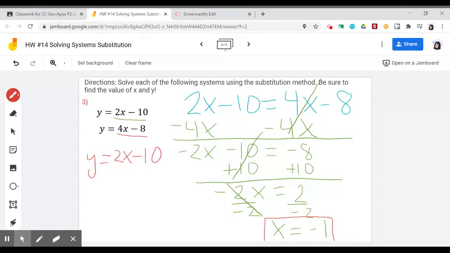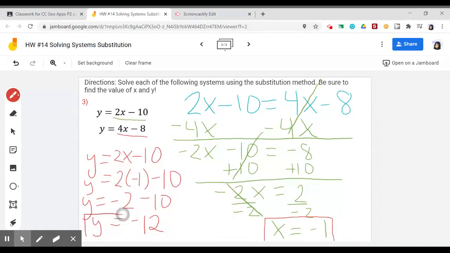So y is equal to 2x minus 10. And I now know that x is negative 1, so I'm going to replace x with negative 1. 2 times negative 1 is negative 2, minus 10. And negative 2 minus 10 is negative 12. Okay? Now that I've found both x and y, I can write the coordinate.